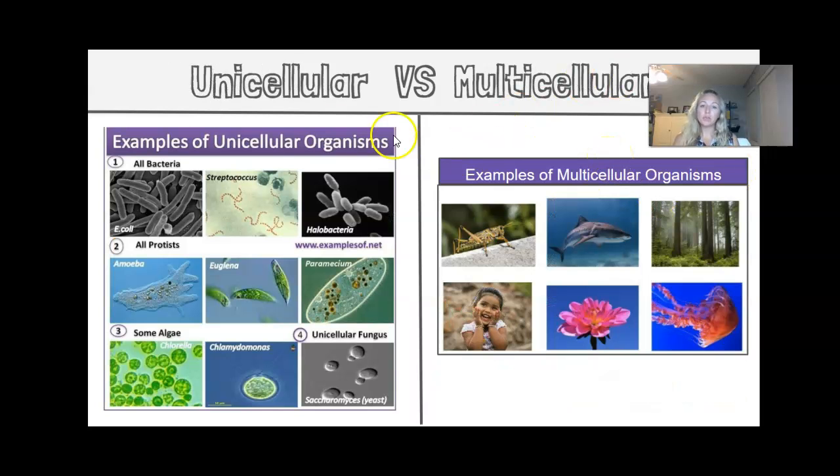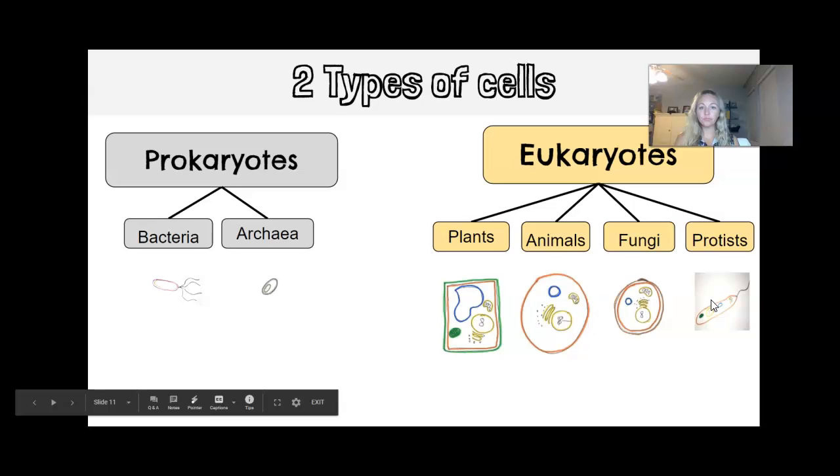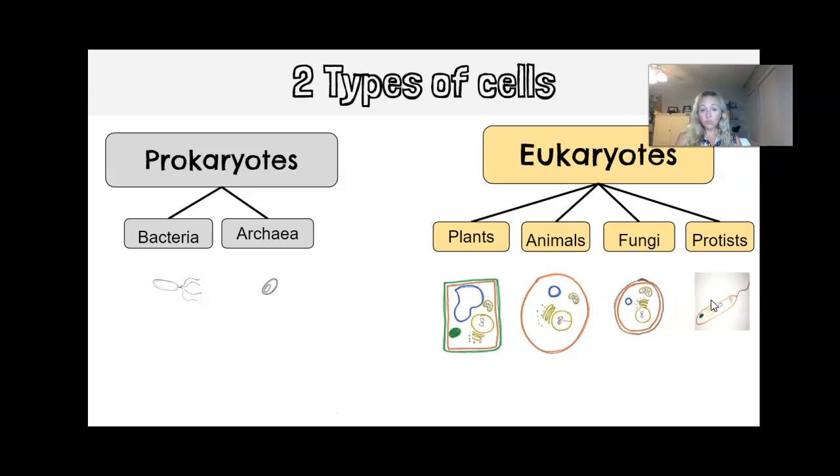All right, so here's some examples of unicellular organisms, and here's some examples of multicellular organisms. Pretty easy to tell the difference. It either looks like a roundish, squiggly-ish single cell, or it looks like a creature. There are two main types of cells, called prokaryotic and eukaryotic cells. Prokaryotes can be divided into two categories, and eukaryotes can be divided into four categories. The categories are a little bit different. We'll talk about that later.